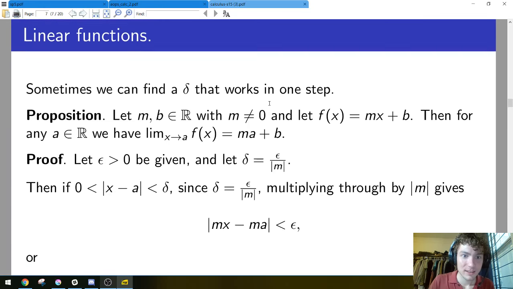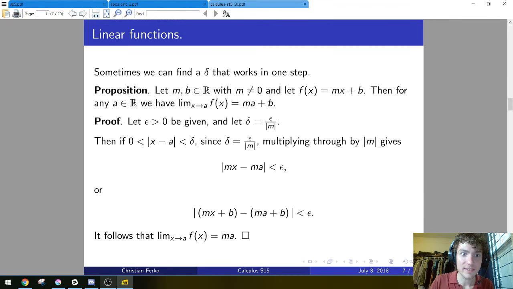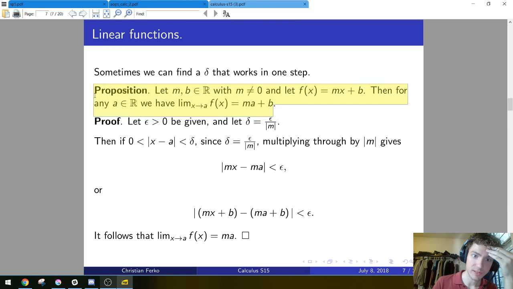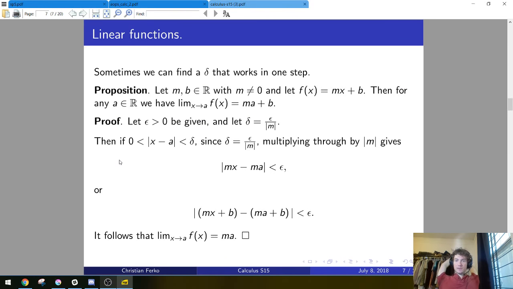Okay. Alright, so constant functions, yeah, that's boring. How about a non-horizontal line? Any line. So there's a lot of words here. I will ask you to read aloud the proposition so that I don't have to say all the words.